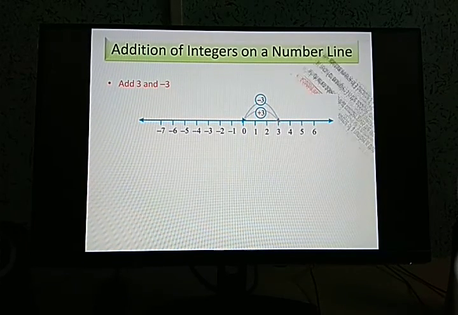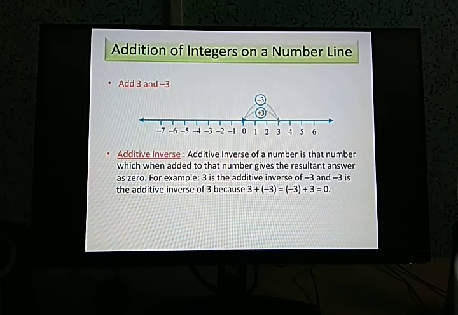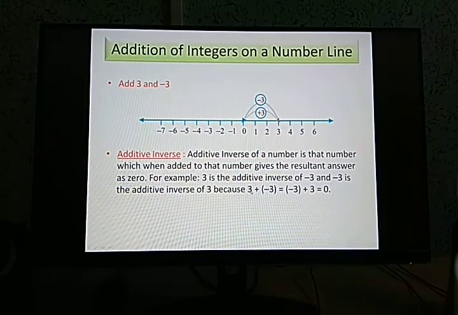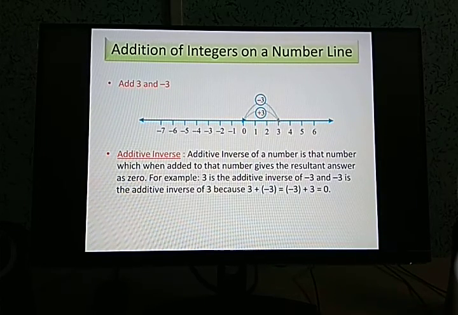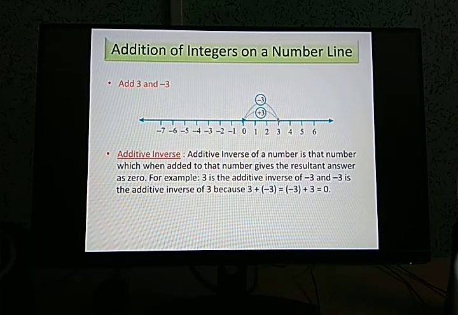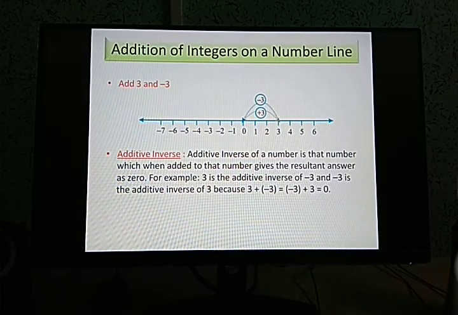So let us see the definition of additive inverse. Additive inverse of a number is that number which, when added to that number, gives the resultant answer as 0. Say for example, 3 is the additive inverse of minus 3, and minus 3 is the additive inverse of plus 3. Why? Because if we add 3 plus minus 3 or minus 3 plus 3, what will we get? We will get 0. So since the resultant answer is 0, both the numbers are additive inverse of each other. Clear? So in today's class, this much only.